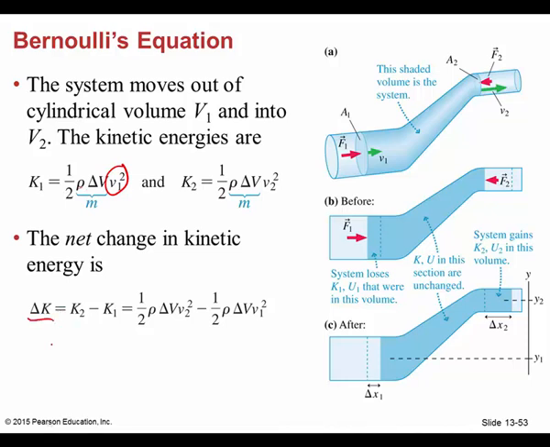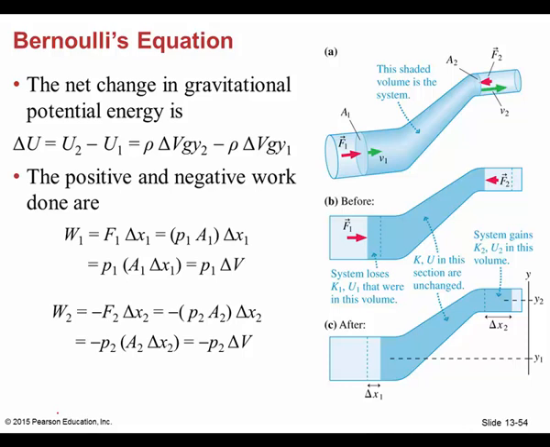And so the change in kinetic energy, anytime you see changes, delta K, it's changing, so K2 minus K1. Now, the same thing goes for potential, except notice it's the density times the change in volume times the acceleration of gravity times the height of the fluid. Okay? So positive and negative work are done this way.